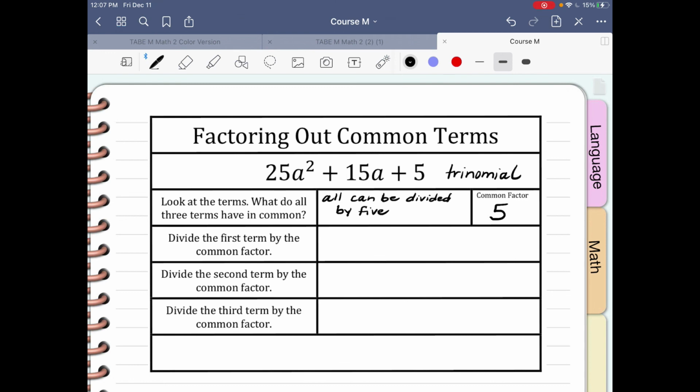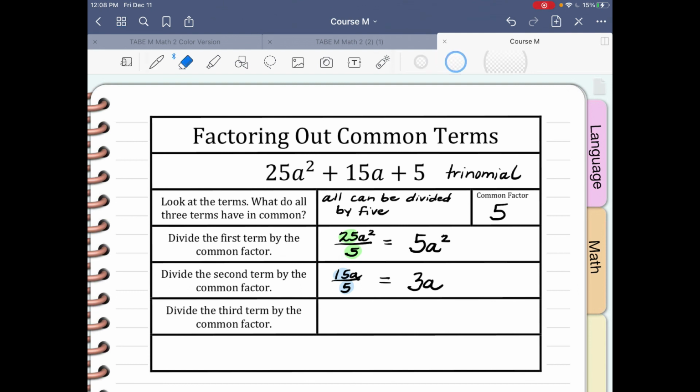Then you divide the first term by the common factor. So you have 25a squared divided by 5. 5 into 25 is 5 times, and that also leaves an a squared. So I'm just dividing the coefficient by the 5. And then you have 15a divided by the 5. So I can say 15 divided by 5 is 3. And I still have the a.